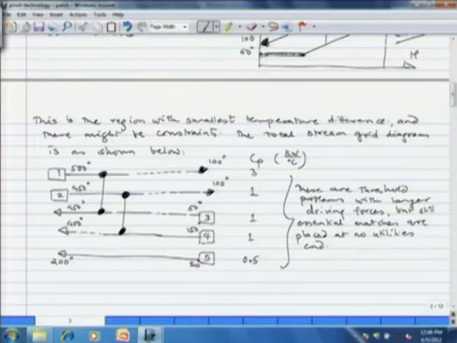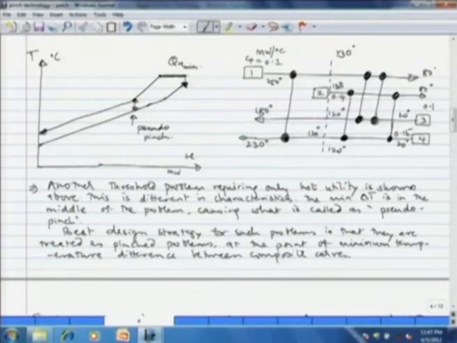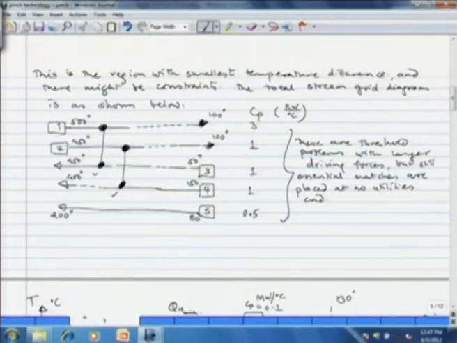The temperatures are also shown, and then finally we see that there is no hot utility requirement as such. These are threshold problems with larger driving forces, but still essential matches are placed at the no utilities end. So we place 2 matches at the no utilities end. That was a problem with no hot utility.